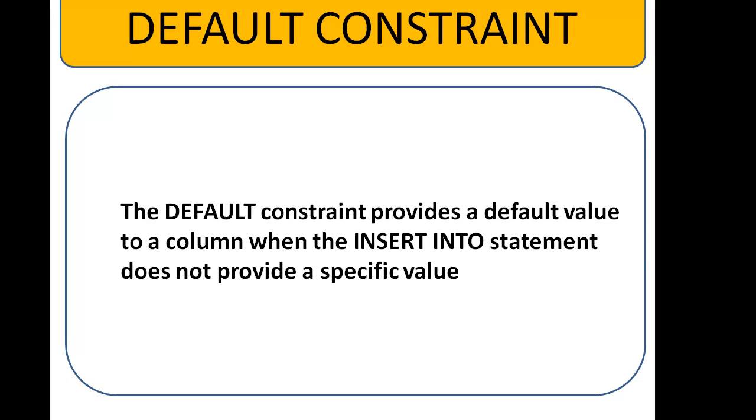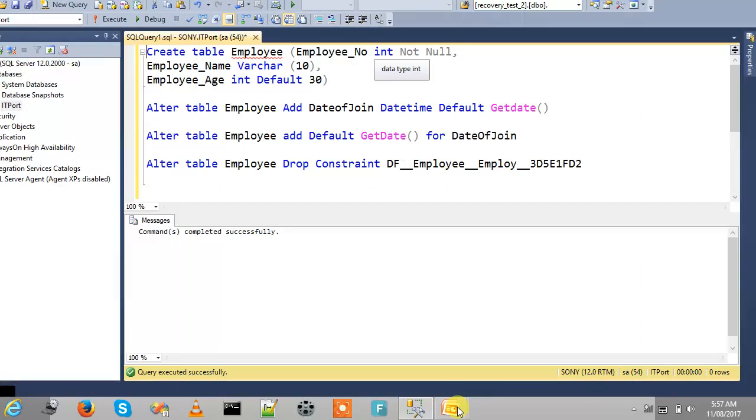If we define it in the create statement, it's a default-constraint-enabled column. That means age is an integer and default is 30. So this is the simple syntax. When the INSERT INTO statement does not provide a specific value to that column, it automatically sets the default value to this column. Let us check the simplest example for this.